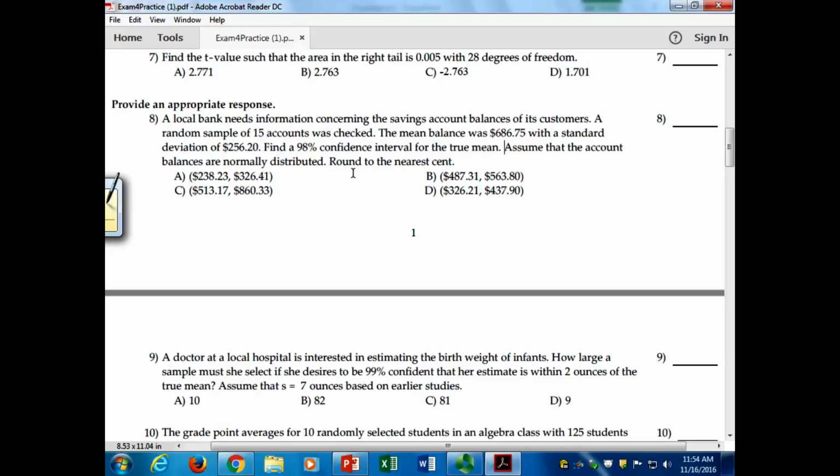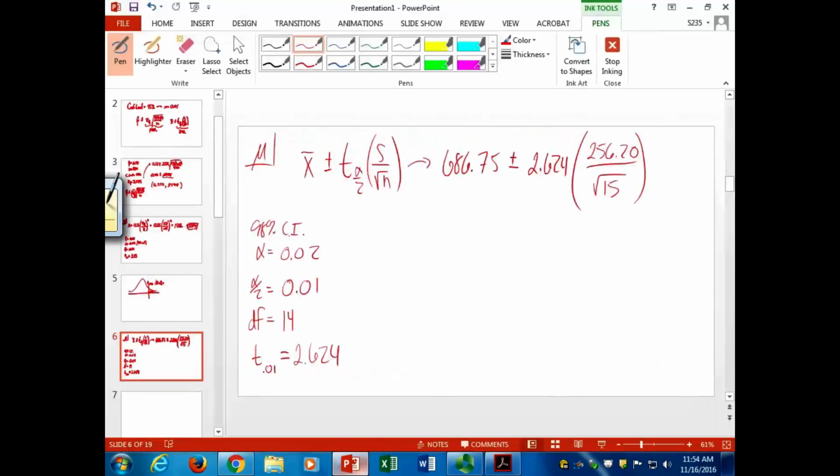All right. So what do you get for that margin of error? 173.579. Okay, I got some questions real quick. What's up? Where did you get the degrees of freedom again? It's always n minus 1. Oh, okay. So there were 15 samples, so 14 degrees of freedom.